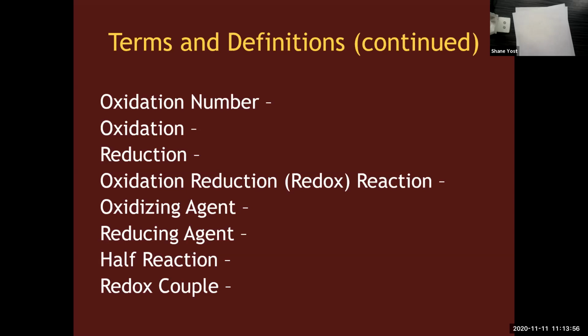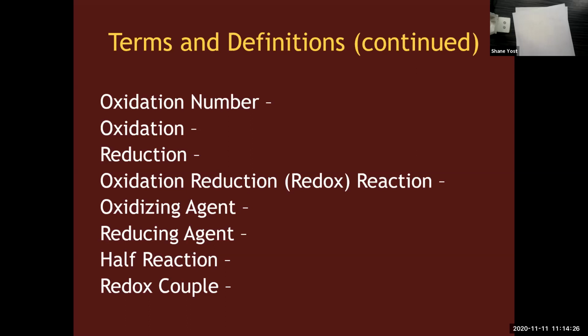As a reminder, your oxidizing agent is doing what itself? Is it being oxidized or is it being reduced? It's being reduced. Your oxidizing agent itself is being reduced. It's causing something else to be oxidized, which means it itself has to be reduced. And then vice versa, a reducing agent is something that itself is being oxidized and causing something else to be reduced.